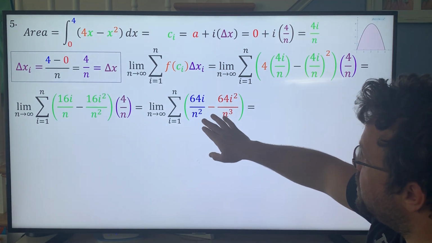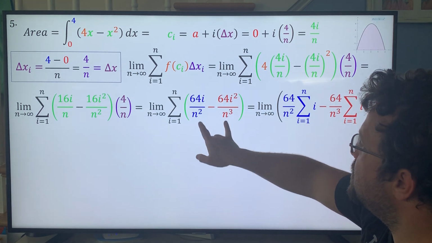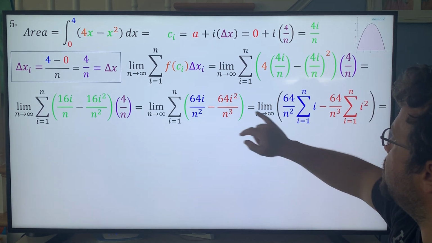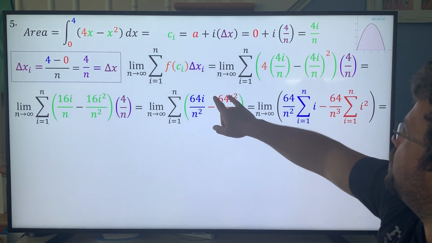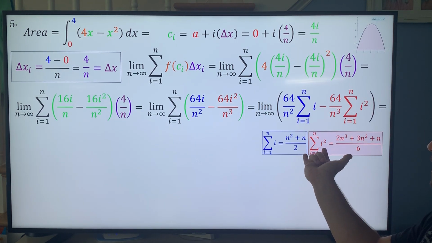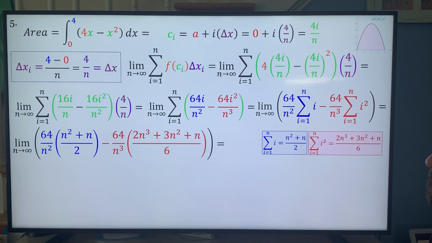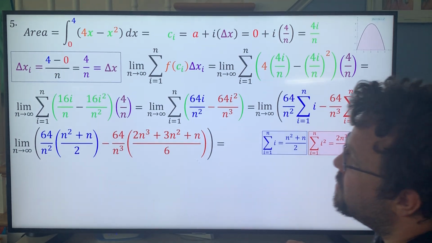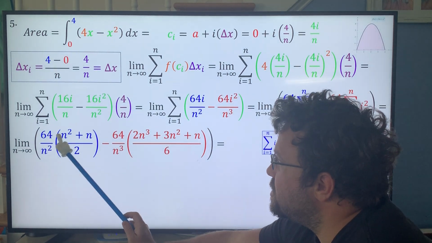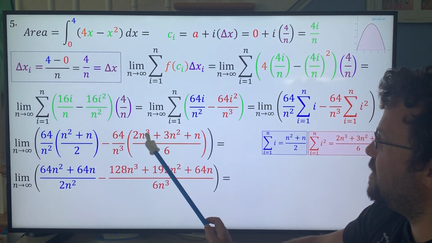And now when I do this, I'm going to pull out the constants and pull out the n's. Pull them out first. I'm left with an i here. Pull this and this out. I'm left with my i squared. Then use my expanded summation formulas. Just replace this i with this. Replace this i squared with that, as we did with the first couple problems. And now you just have to distribute in. 64 gets distributed in, and n squared gets distributed, and the same thing here.